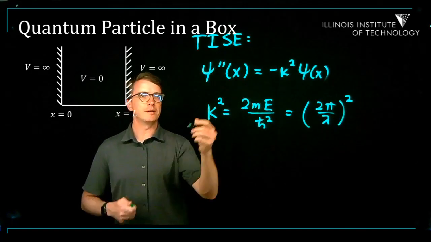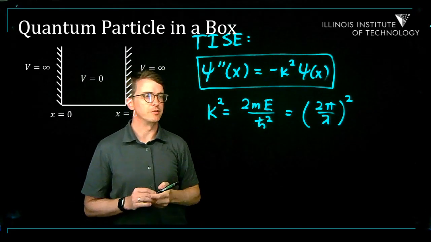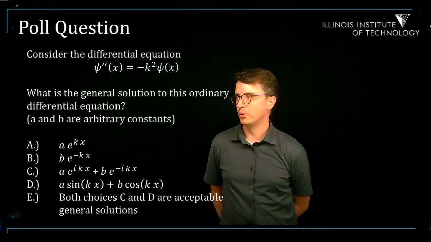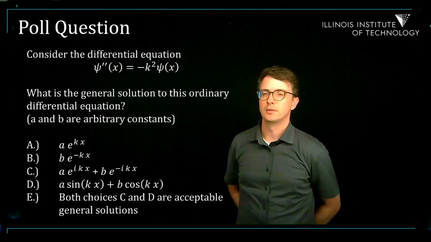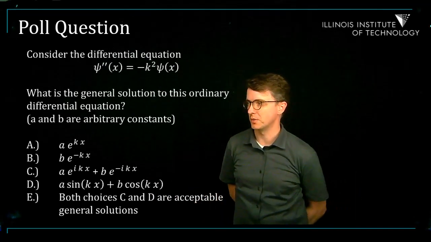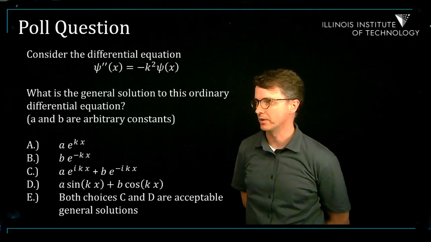All right, so now we have this equation. K is a constant related to the energy of the particle. We have to think about solving it. So I'm going to ask you a poll question here. This is the differential equation that we're trying to solve. Psi double prime is minus k squared psi. K is a positive constant related to the energy of the particle.